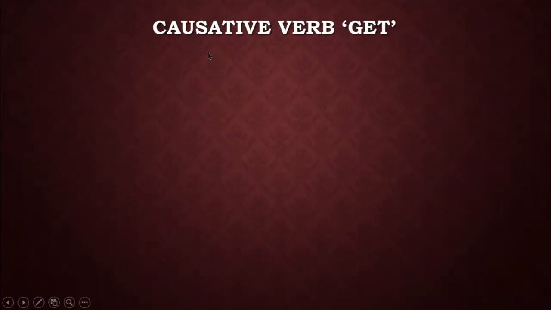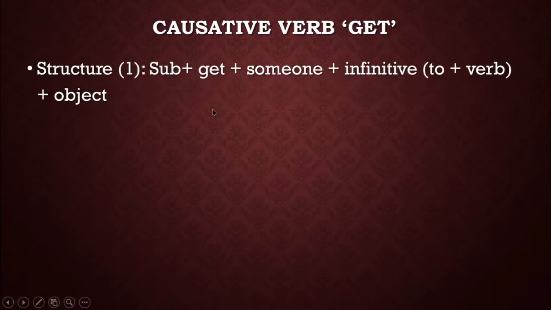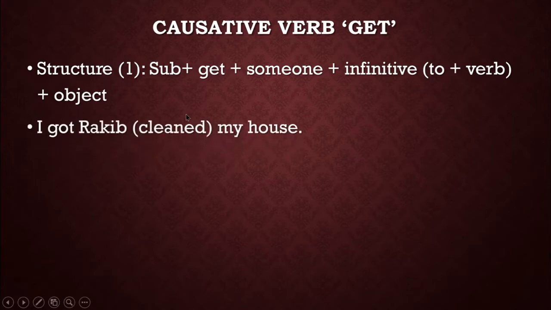Here we have the use of the causative verb get. When we want to use the causative verb get with someone, I mean when the causative verb get makes someone work, then we will follow this structure. Subject plus get, then someone, infinitive, that means to plus verb, and then object. Dear boys, always remember that when we use to plus verb, it's called infinitive. Okay, let's use this in a sentence.